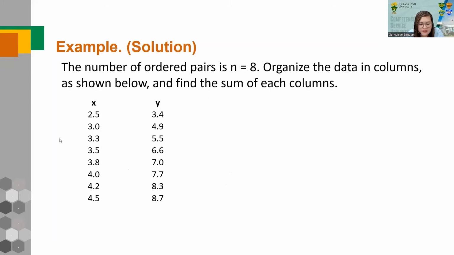Okay. So what we need in our formula for b is the summation of x times y, summation of x, summation of y, summation of x squared, and then summation of x, the ones at the bottom. Okay, so we need x times y. So all you have to do is multiply 2.5 times 3.4. So you have 8.5. 3 times 4.9, that is 14.70. 3.3 times 5.5, that is 18.15, and so on.